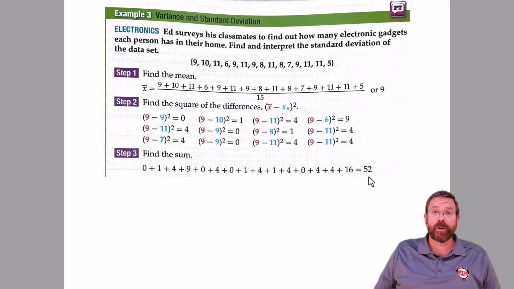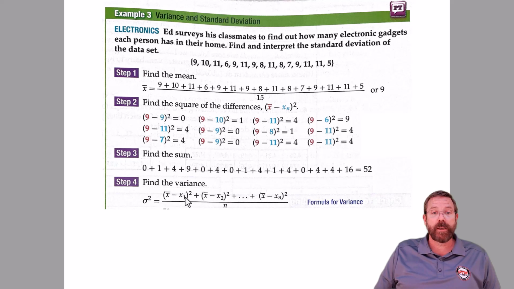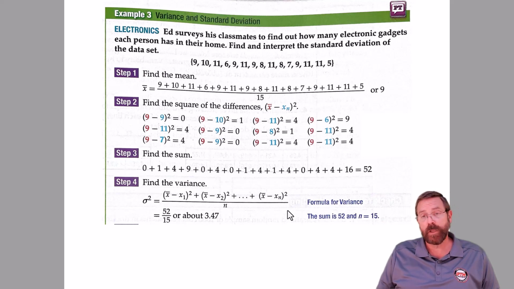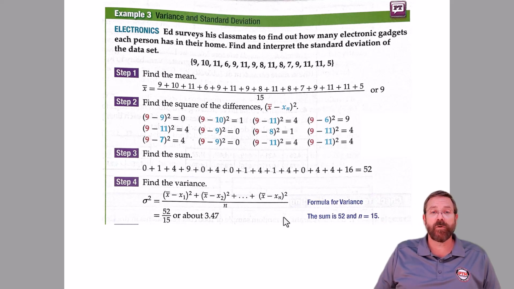A lot of work here. From there, we're going to use the formula for variance, where each one of these numbers we found is just this line right here of data. Then you can replace all of this with just 52. And you can divide 52 by the number of data values, which was 15, and that gives you a variance of 3.47. Which is going to be slightly different than if you had a mean absolute deviation. It's just another way of comparing your data.